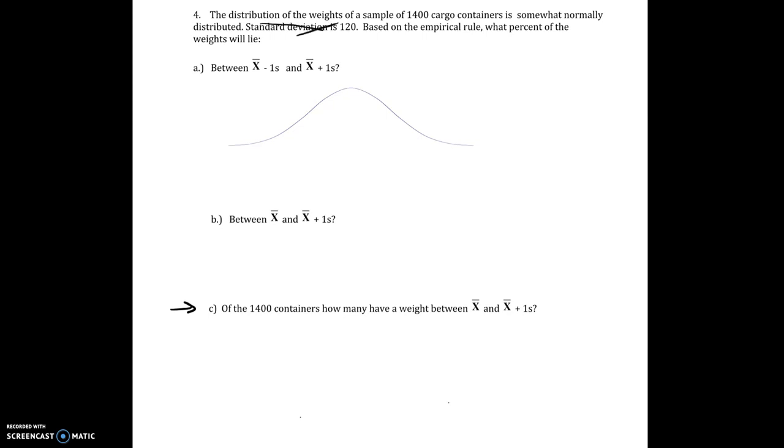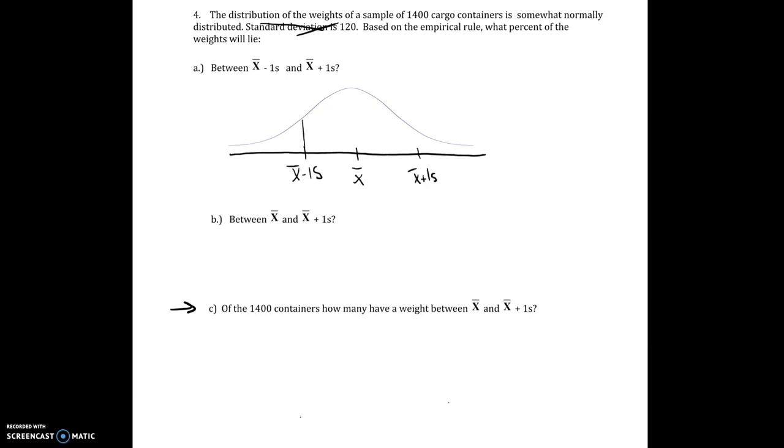The value of the standard deviation doesn't matter at all for the question. What's important is that we're trying to figure out how many will have a weight between the mean and the mean plus one standard deviation. The reason this uses the empirical rule is that the empirical rule tells us how many would have a weight between the mean minus one standard deviation and the mean plus one standard deviation.